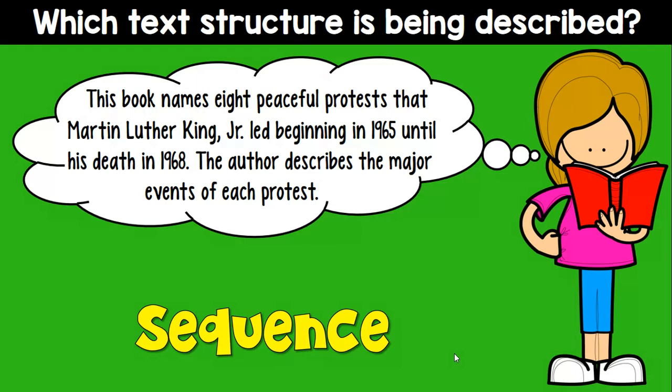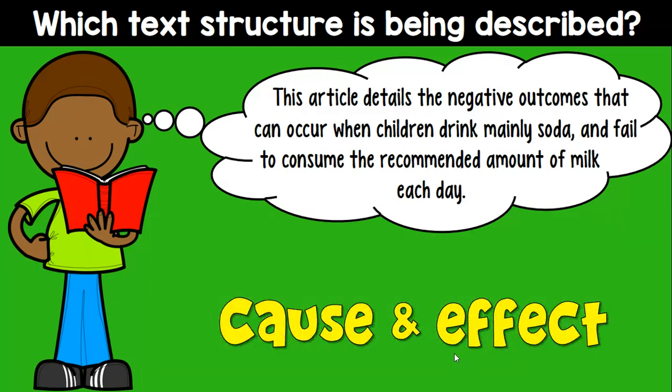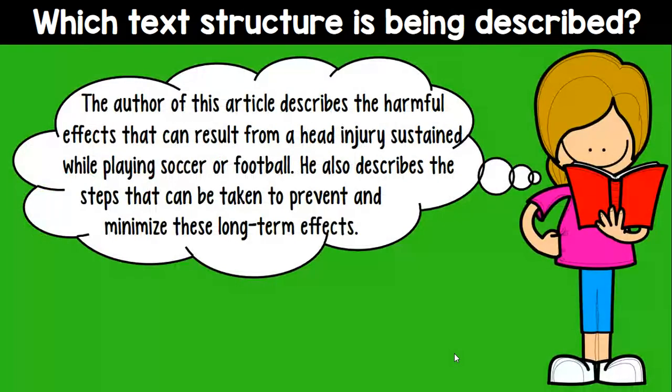next and then later. This article details the negative outcomes that occur when children mainly drink soda and fail to consume the recommended amount of milk each day. So this is a tricky one. Look really carefully. It's cause and effect because it's saying that drinking soda causes health problems and what the effect of drinking soda is, what those health problems are. But notice it doesn't list a solution. Be really careful when you're choosing cause and effect or problem and solution. In cause and effect, you're just talking about what is the cause and what happens as a result. Problem and solution will actually have a solution.